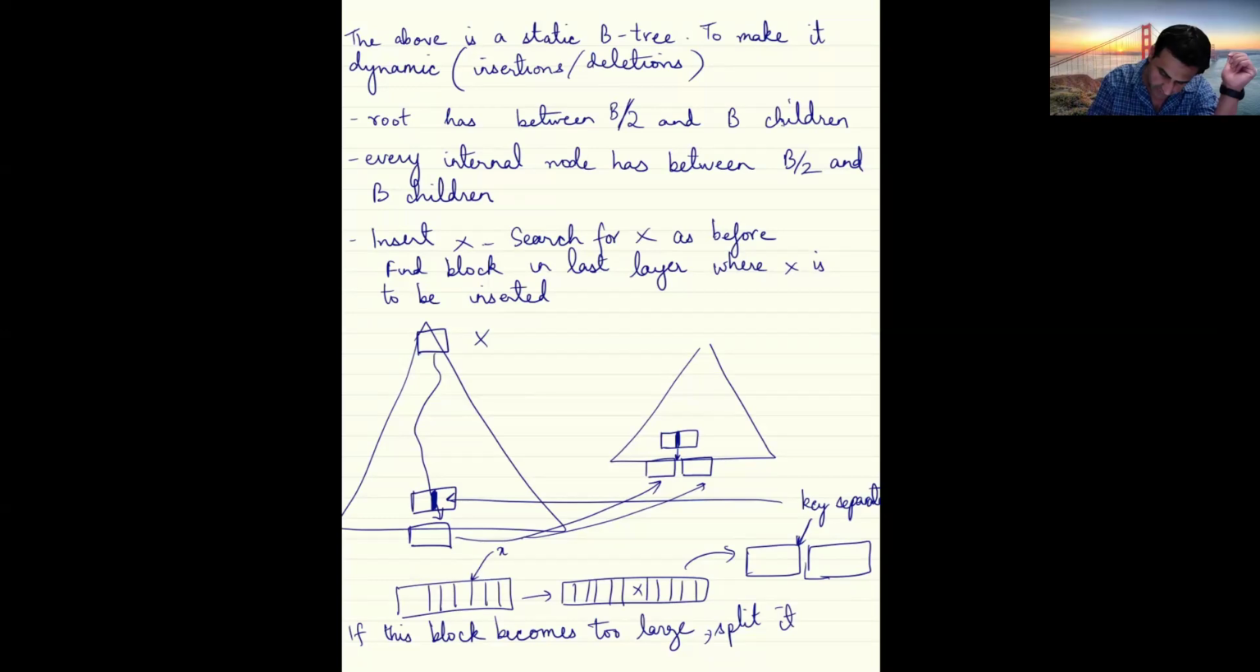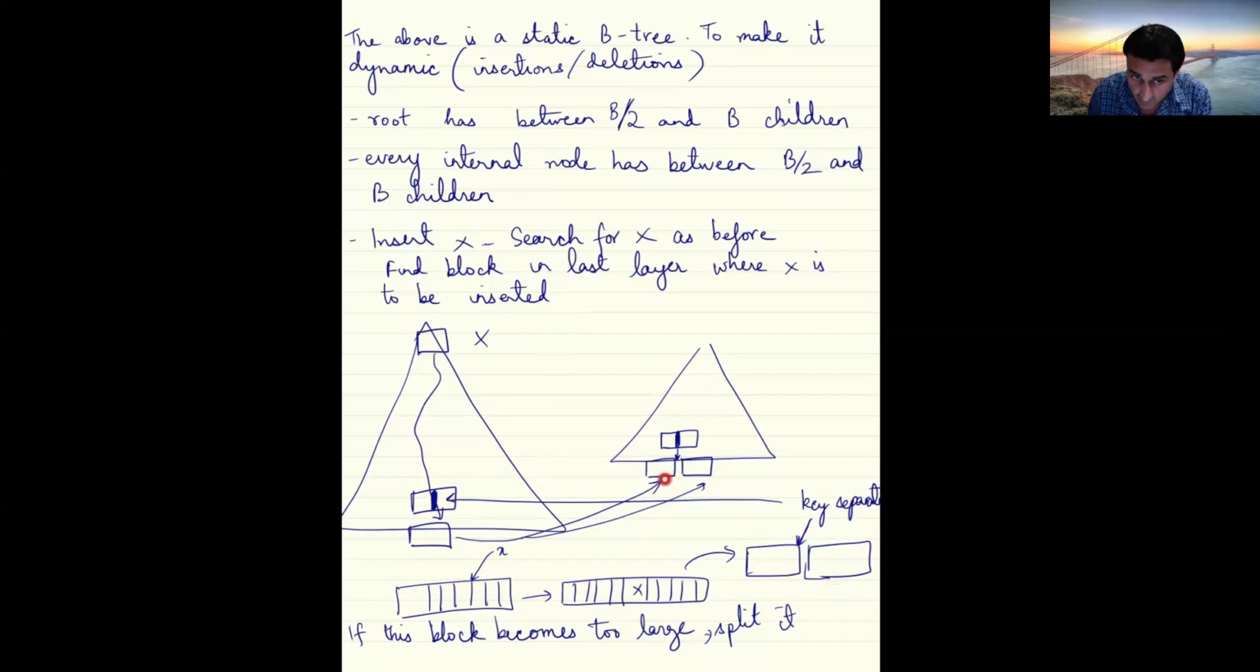So for example, when you're inserting a key X, how do I insert X? Well, I search for X as before, since I have a B tree already. I find the block in the last layer where X is to be inserted. If that block has space in it, I insert X. But if the block becomes too large, meaning its size exceeds B or 2B, then I split the block into two small blocks.